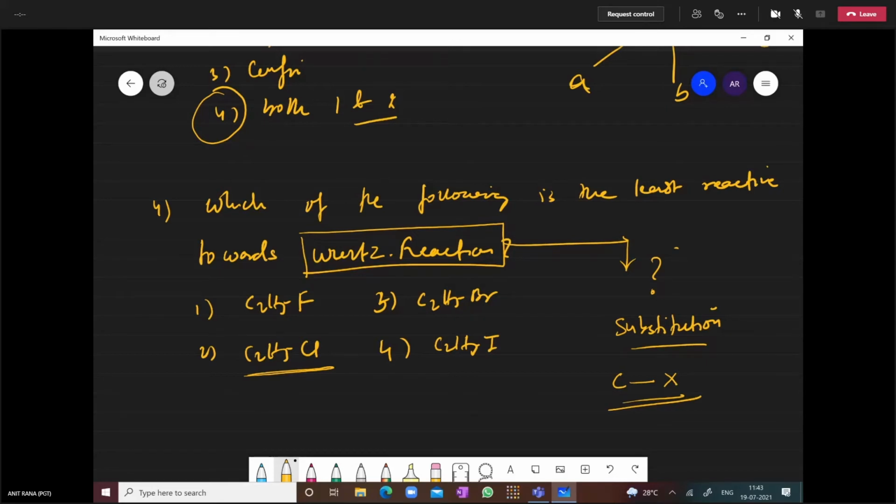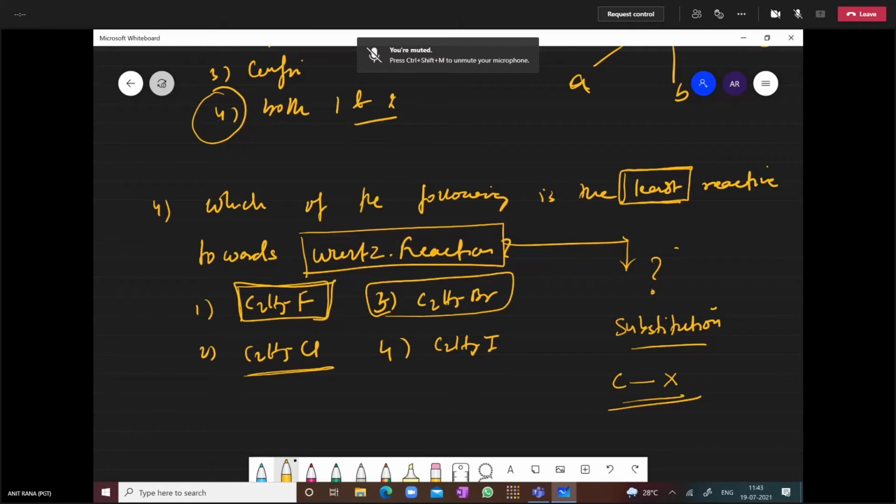So is it option 3? Br. Why did you select this, may I know? So because it is like halogen. Okay. They want the least reactive. Fluoride is the least reactive, strong bond.